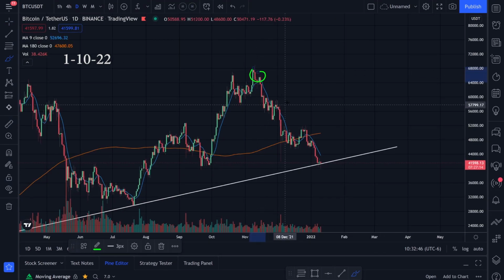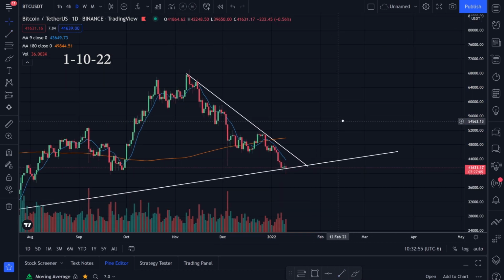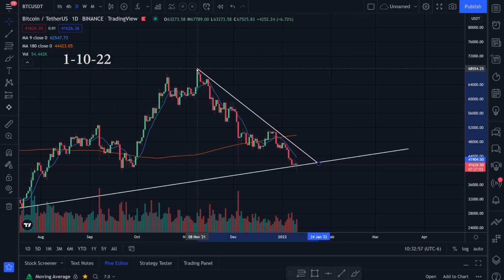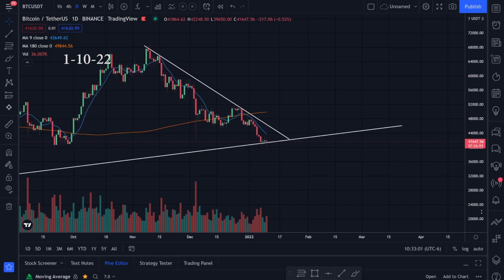We have resistance right here. Let's draw this trend line right here. And once we break this trend line, then we can get much more confident on where we're going, or that we're continuing to go to the upside. Right now, what I'm thinking is there might be a little bit of volatility.